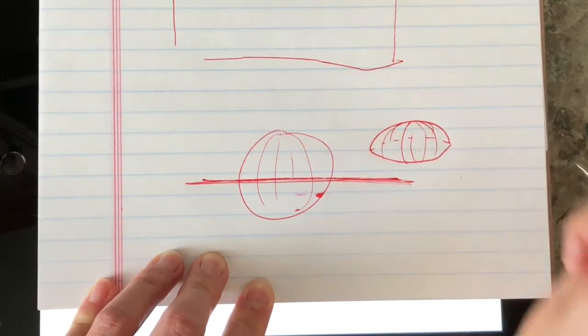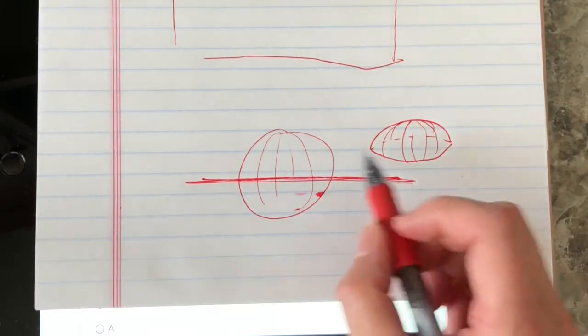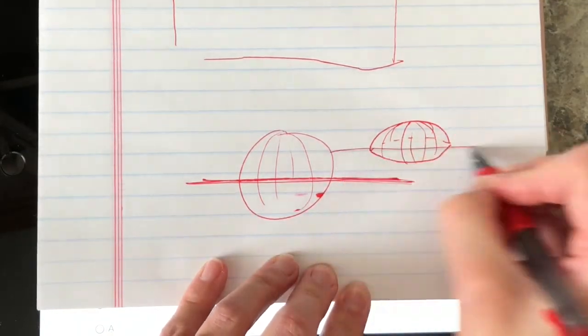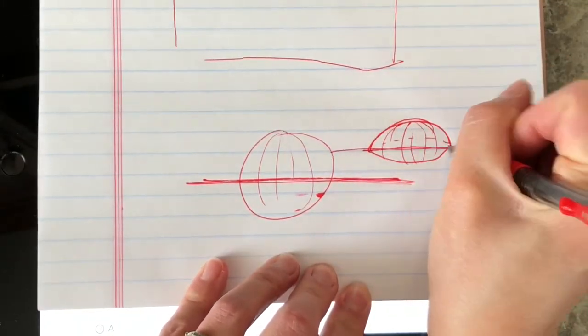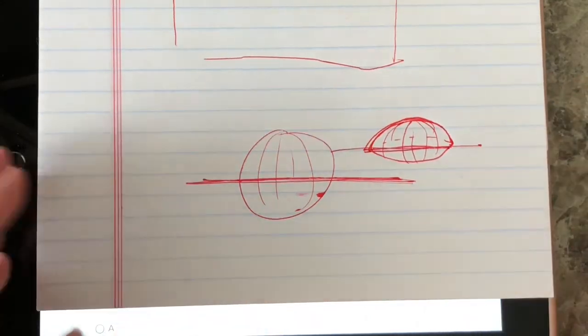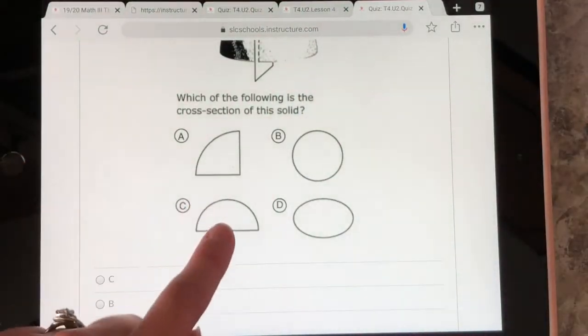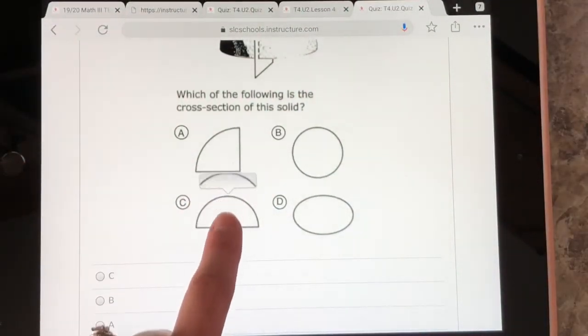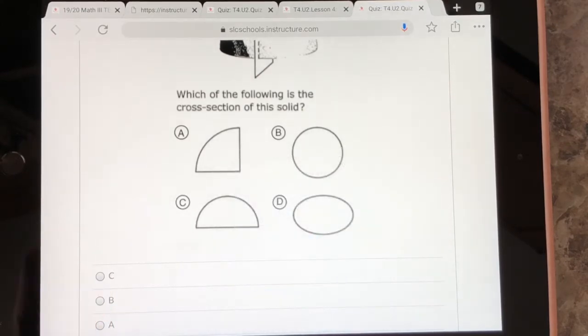Oh, this is not a good drawing. Anyway, I'm gonna cut this. So I'm gonna cut this directly in half, which will create half of a circle. So it's gonna be C. It's gonna create that little situation looking right there, C.